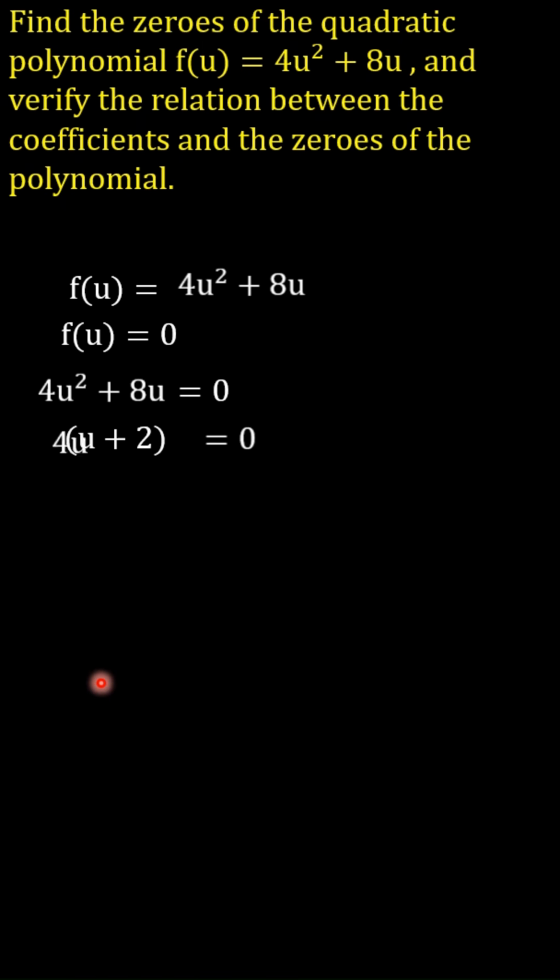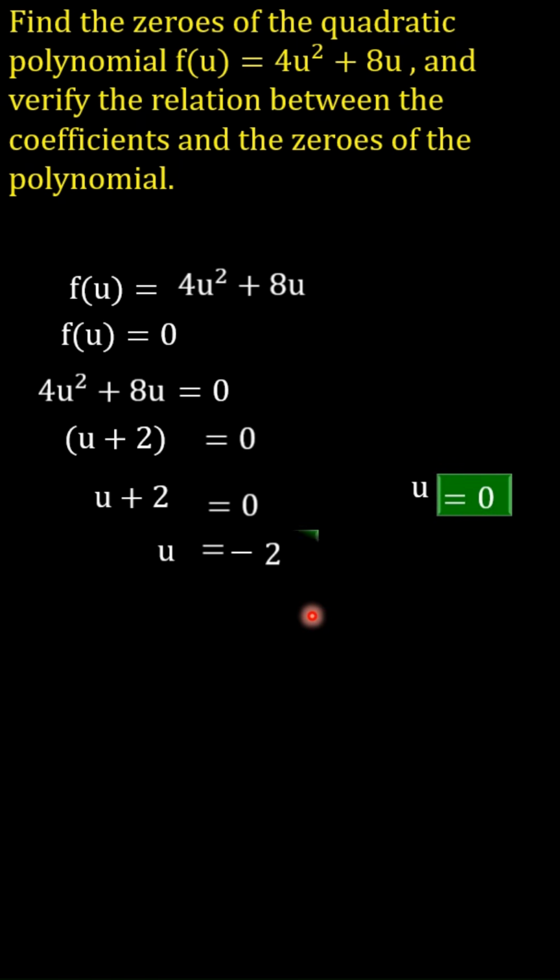First, 4u = 0. That gives u = 0/4. Bring this 4 to the right side. It becomes 0/4. 0/4 is equal to 0. Next, u + 2 = 0. Moving this +2 to the right side, it becomes -2. So u = -2.